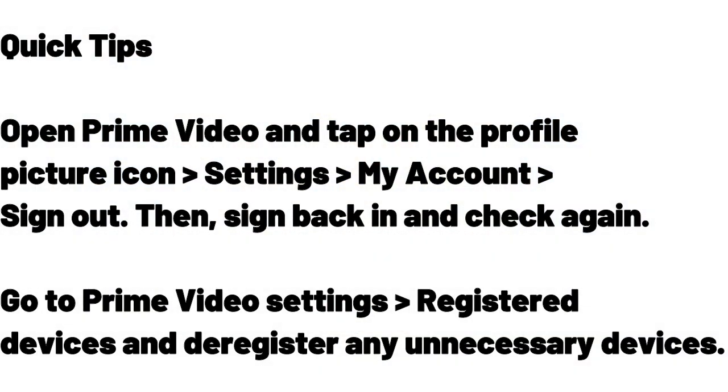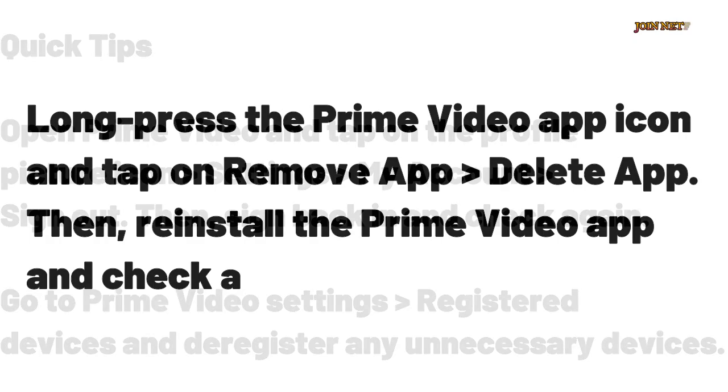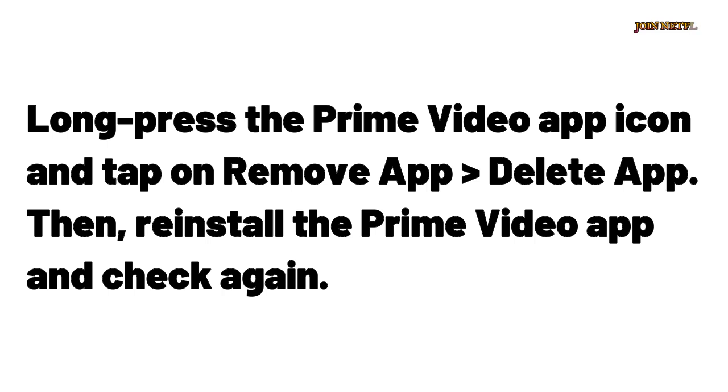Quick tips: open Prime Video and tap on the profile picture icon, then Settings, then My Account, then Sign Out. Then sign back in and check again. Go to Prime Video settings, then Registered Devices, and deregister any unnecessary devices. Long press the Prime Video app icon and tap Remove App, then Delete App. Then reinstall the Prime Video app and check again.